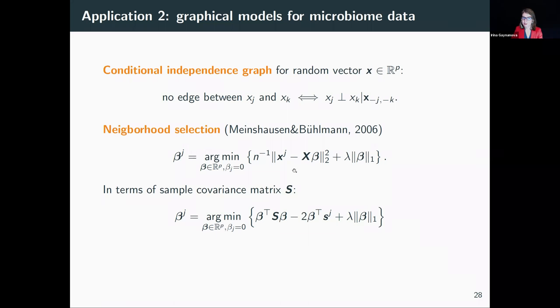If you look at the optimization problem corresponding to the neighborhood selection and you open the brackets, essentially the problem depends on the features on the data only through the sample covariance matrices. So they are the S's. The standard neighborhood selection will use a standard sample covariance and compute it like this. In our case, as you may have guessed, we're gonna use our rank-based estimator sigma hat instead of S, and the rest of the method remains the same.